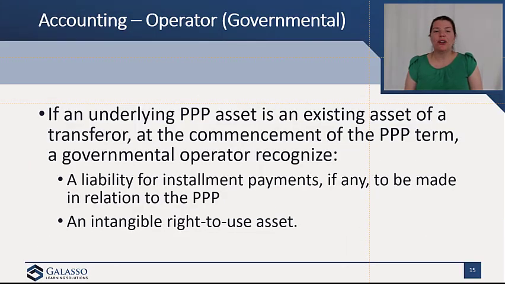On the other hand, what if we are the operator in a PPP and we're governmental? Remember, if the operator is a commercial entity, they would be following FASB GAAP, so we don't have control there. But what if it's another government that's going to be operating? In that scenario, if I'm the operator, it's going to look a whole bunch like if I was the lessee. If an underlying PPP is an existing asset, I'm going to recognize a liability for the payments to be made, if I have any, and an intangible right to use asset, just like you would as a lessee.